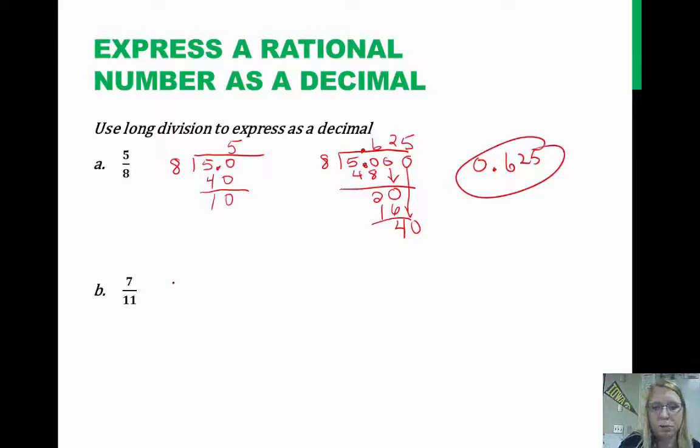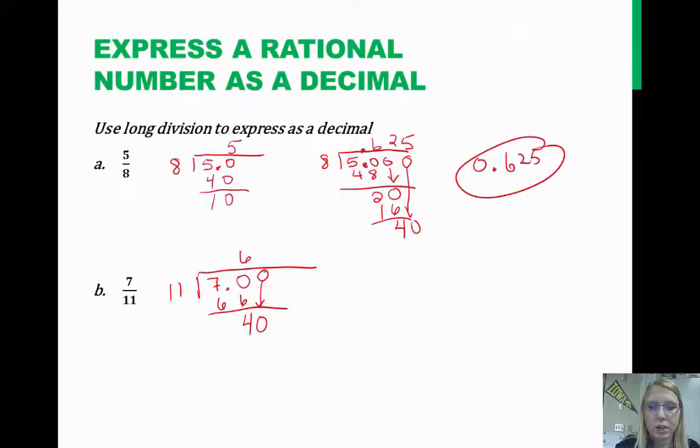On the next one, what we'll do is take 11 and we're going to put that into 7. I'm going to go ahead and put a 0.0 here. So 11 goes into 70 6 times. 6 times 11 is 66. If I subtract it, I get a 4. So we want to end with a remainder of 0. So if I keep going, I'm going to add another 0 and bring it down.